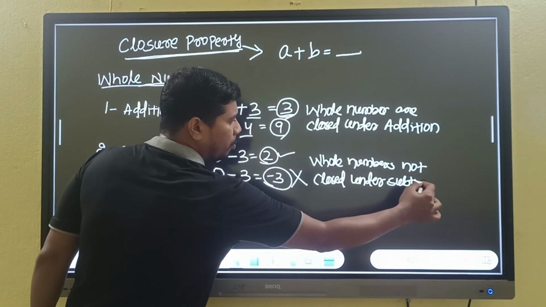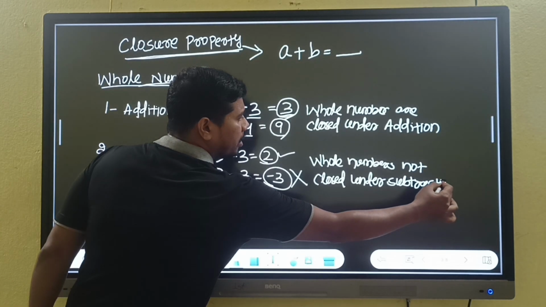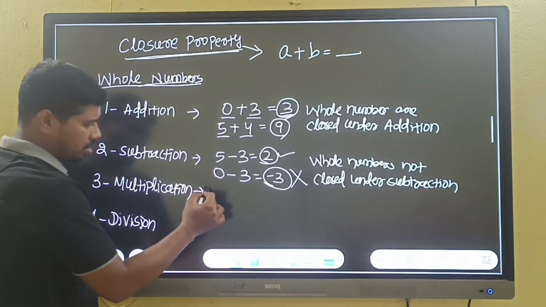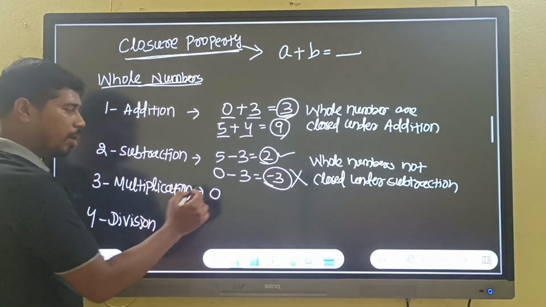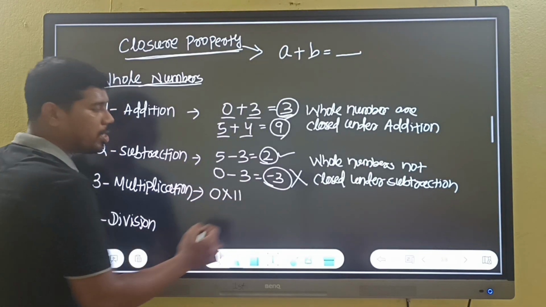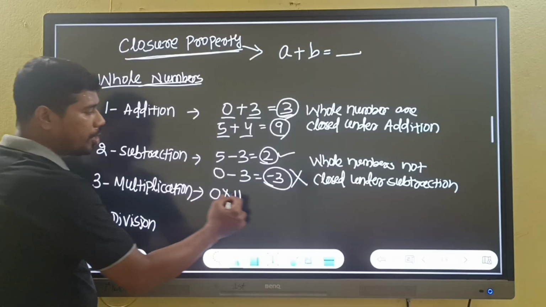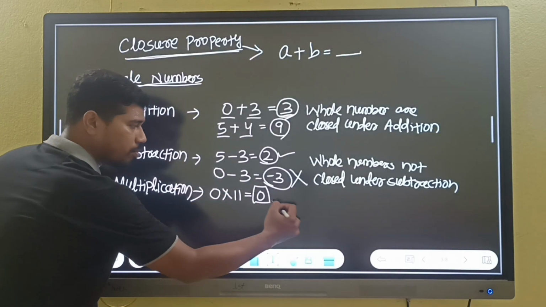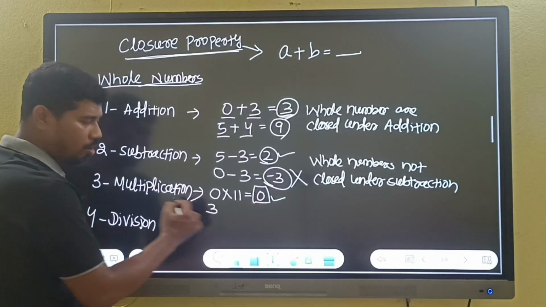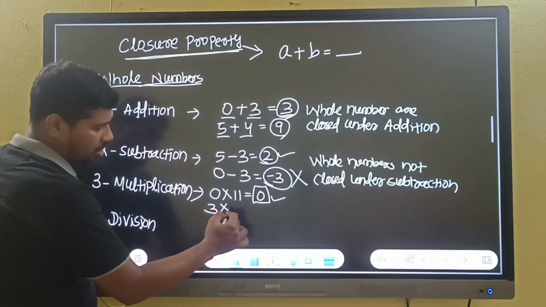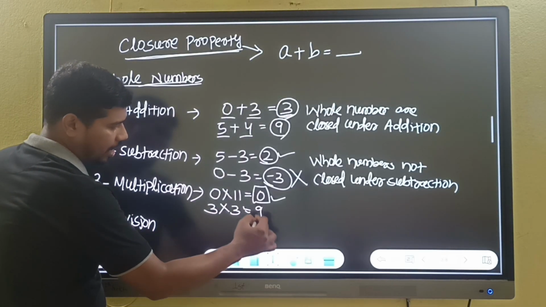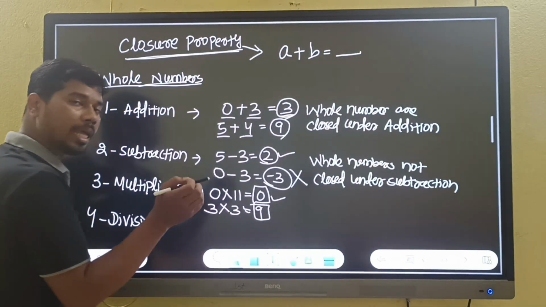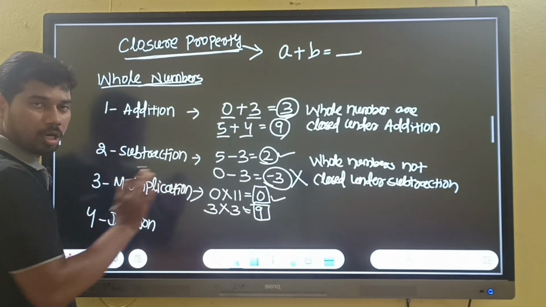Next one is multiplication. So here we'll check. 0 is a whole number. If you multiply 0 with 11, which is also a whole number, 0 times 11, the result is 0. 0 is also a whole number. It's possible. Similarly, 3 is a whole number. If you multiply it with another 3, the result is 9. 9 is also a whole number. If any one case is not possible, we can write that it is not closed under multiplication.